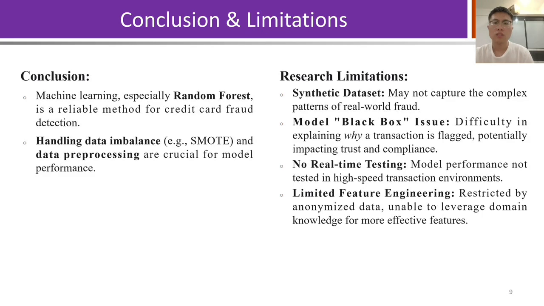So, what did I learn? Machine learning, especially Random Forest, is a reliable way to detect credit card fraud, and handling imbalanced data, like with SMOTE, and good data preprocessing, are key.